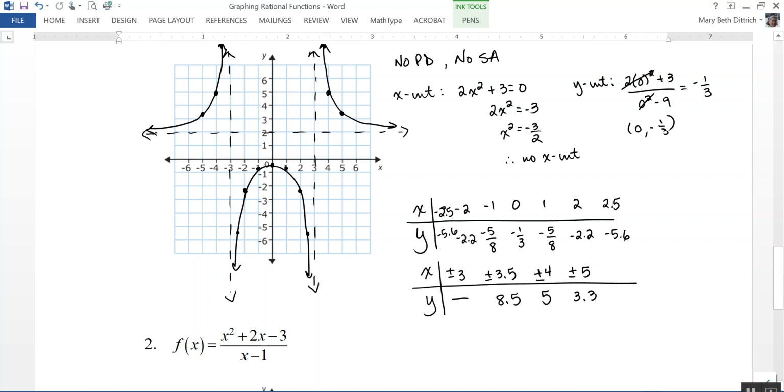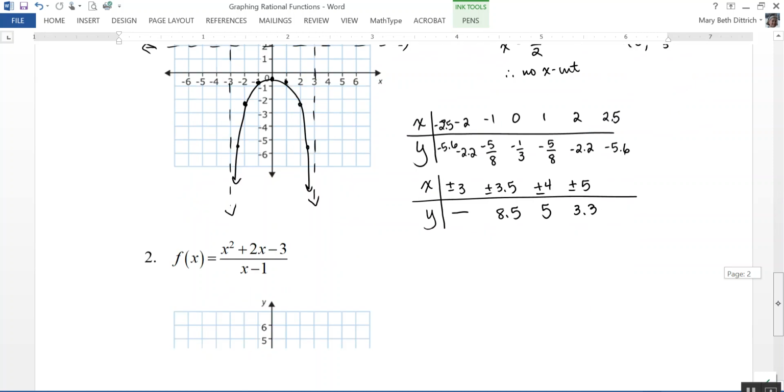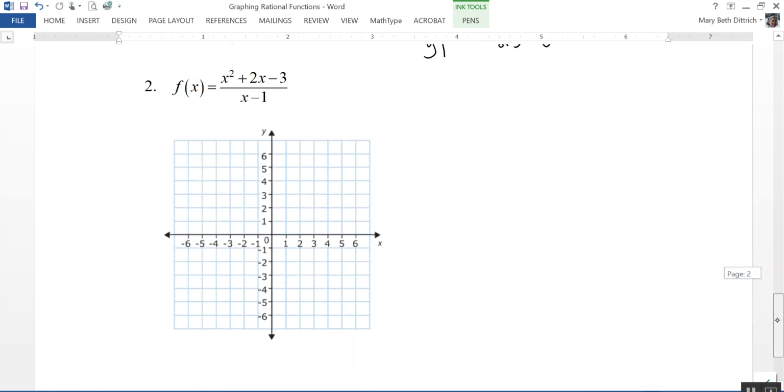Whole lot going on here, but actually identifying your asymptotes and your intercepts really helps define where the graph is going to be. So not all rational functions are going to look like this one in particular, but this is one possibility. Let's take a look at one more example here, and I promise this one is actually a little bit easier.